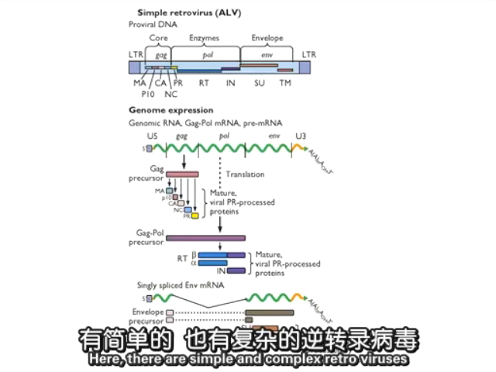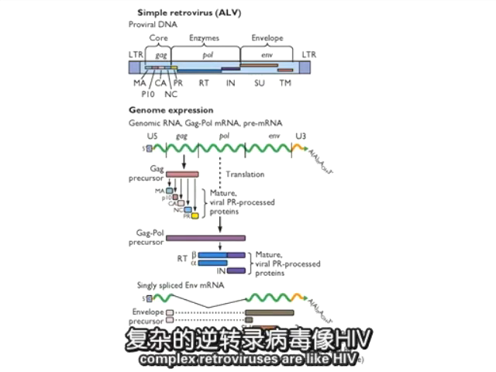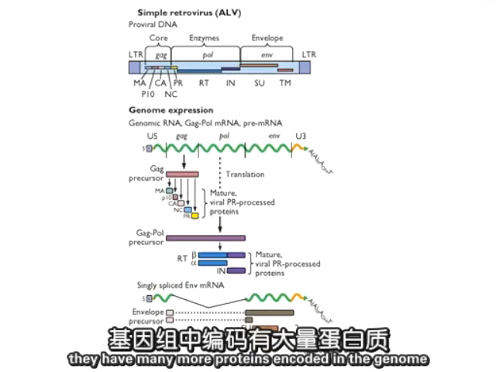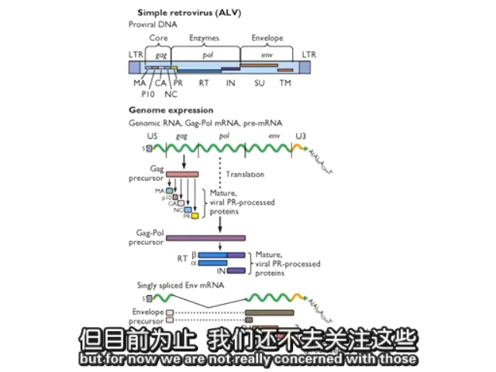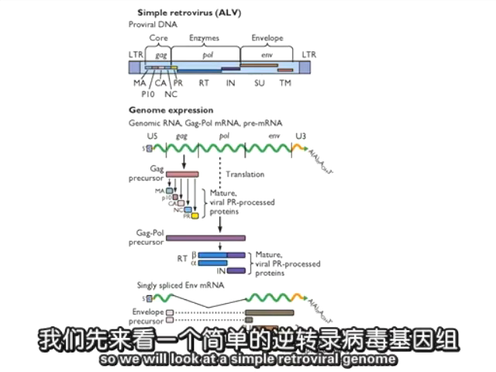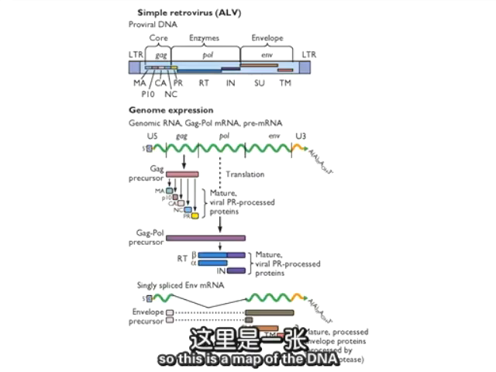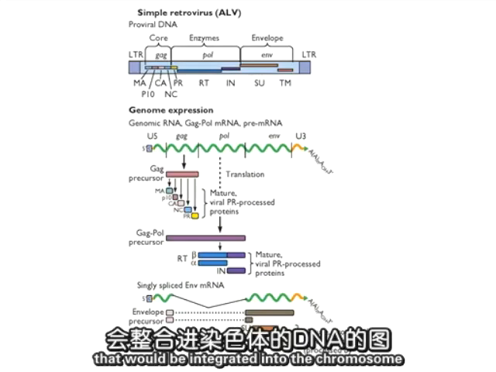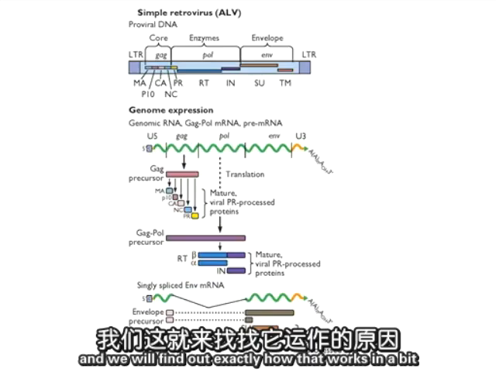There are simple and complex retroviruses. Complex retroviruses are like HIV. They have many more proteins encoded in the genome. But for now, we're not really concerned with those. So we'll look at a simple retroviral genome. This is the proviral DNA. So this is a map of the DNA that would be integrated into the chromosome. And we'll find out exactly how that works in a bit.